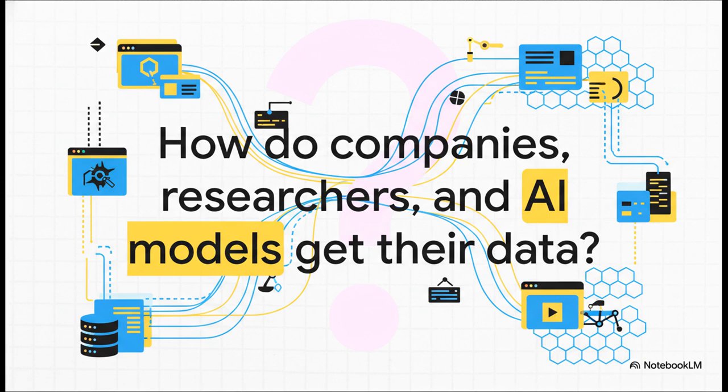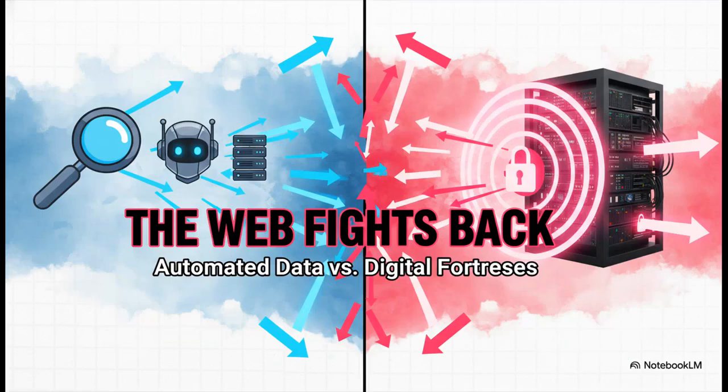We live in an age that's completely driven by data, right? So where does all that raw information, the stuff that powers everything from market research to the AI in your phone, where does it actually come from? Well, the simple answer is they get it from the web.